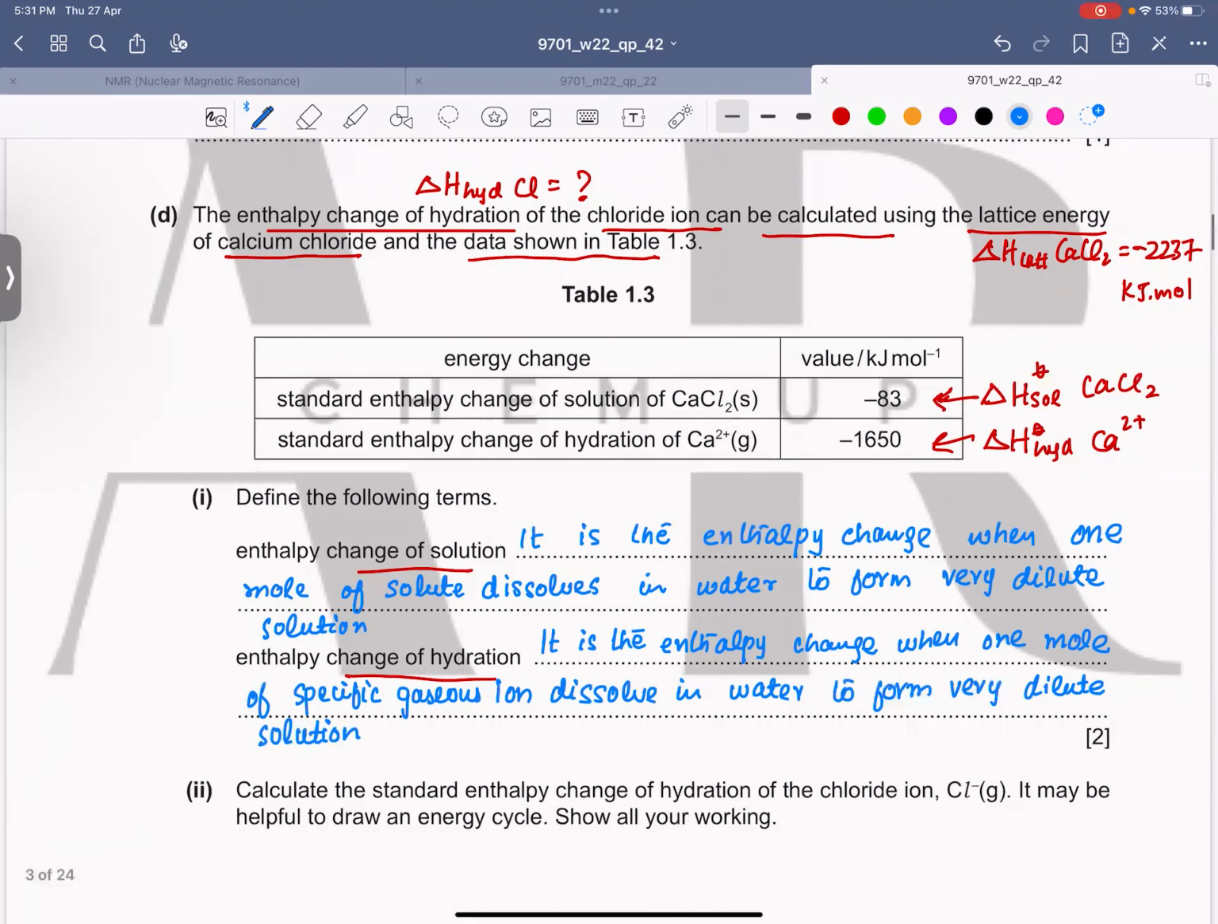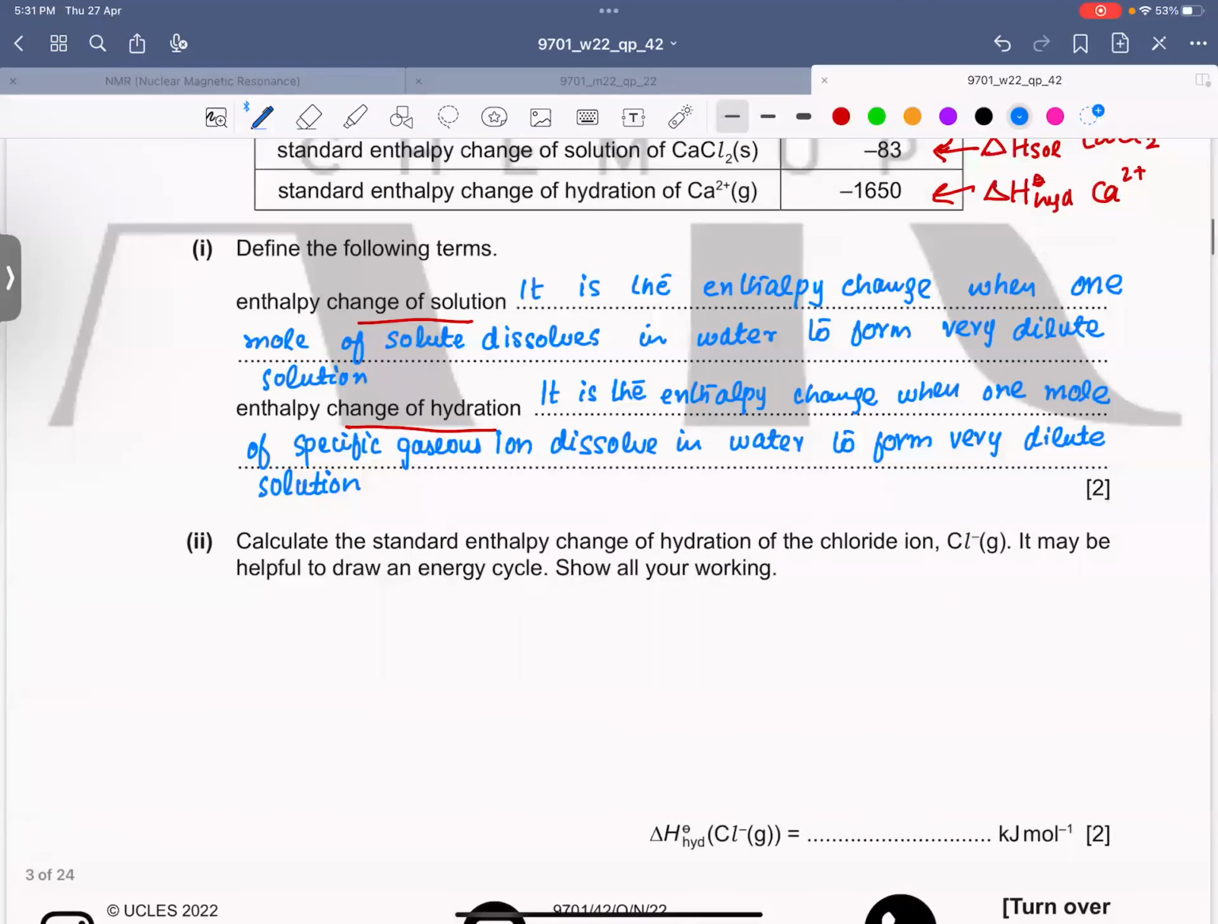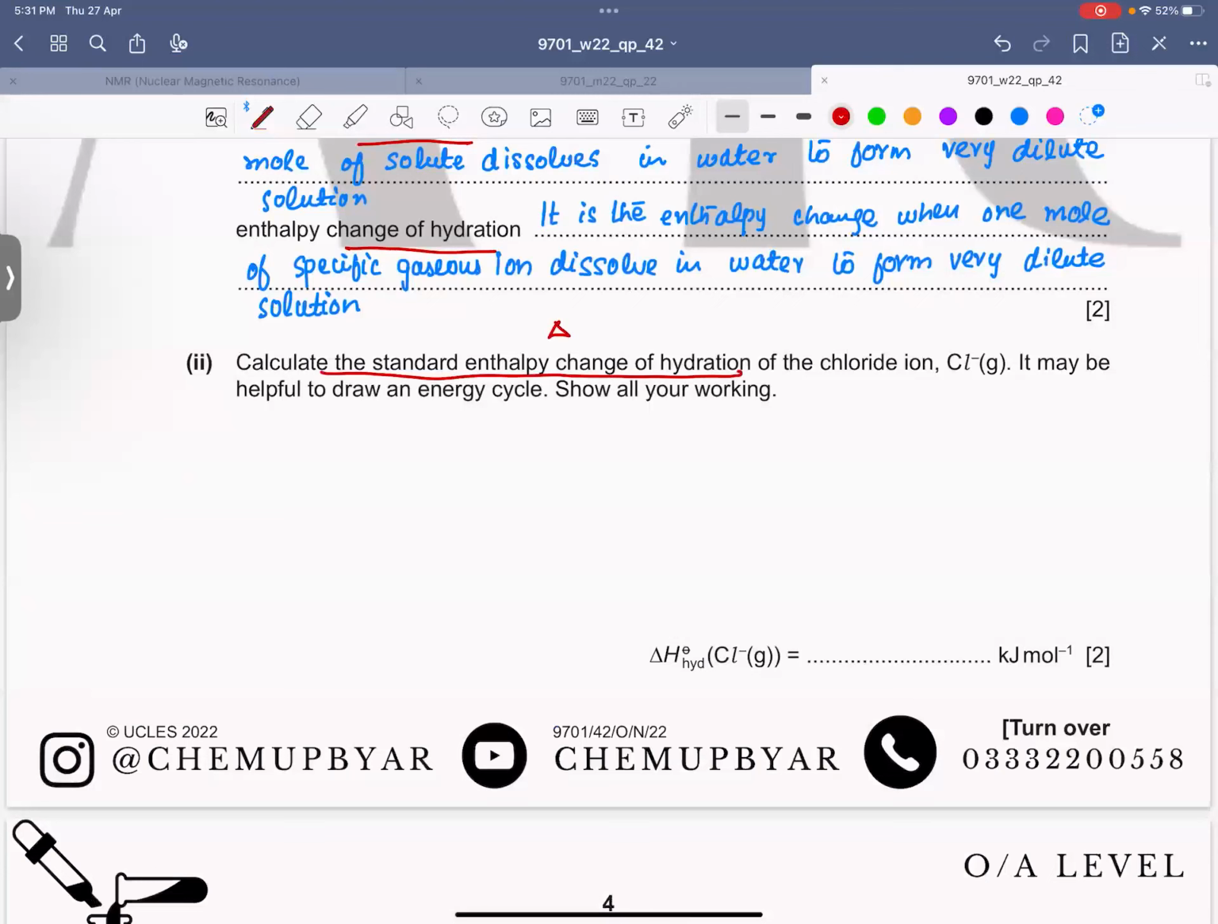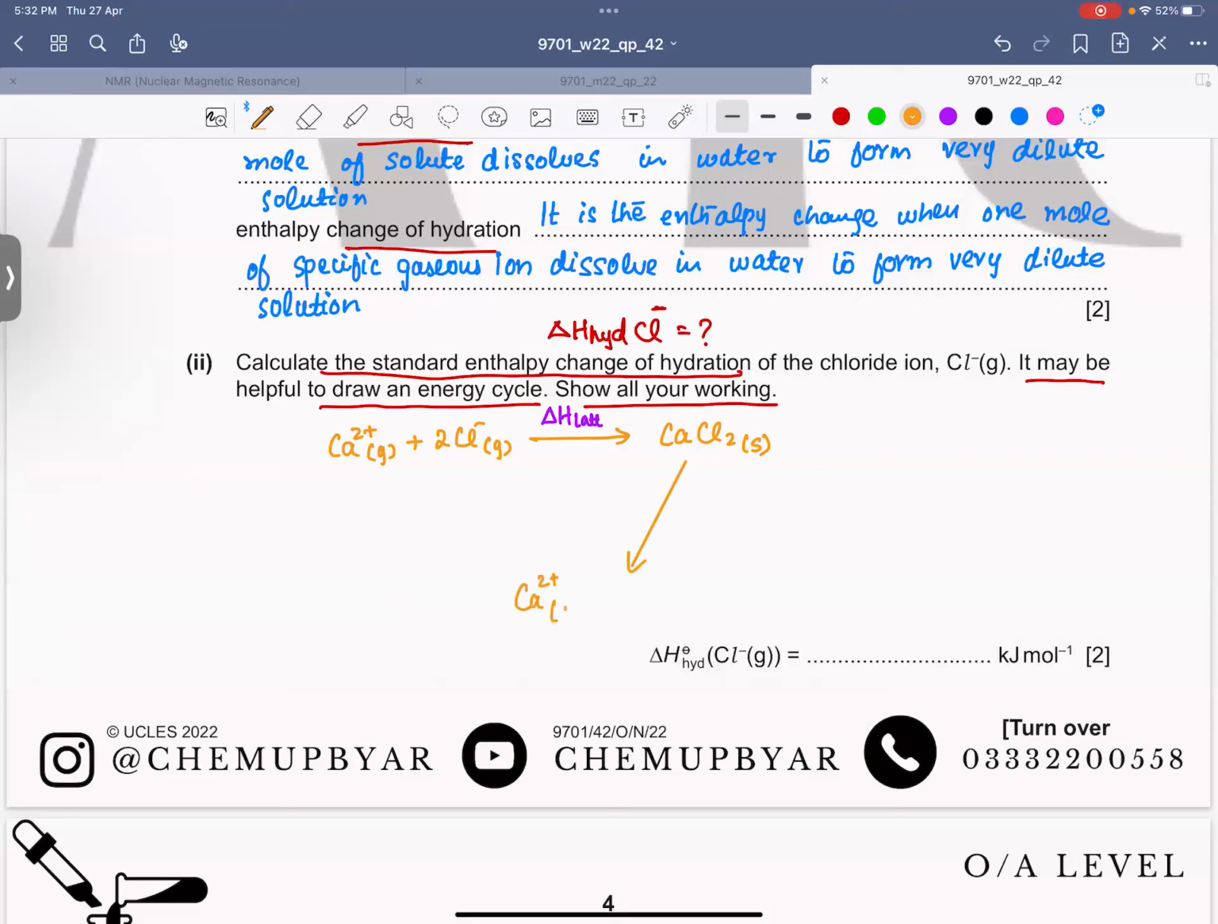Of chloride ion, it may be helpful to draw an energy cycle, show all your working. Okay, so we have to show all the working over here. It's very easy. For example, if I have a calcium gaseous ion and 2 moles of chloride gaseous ions, and in one reaction they turn into 1 mole of calcium chloride solid, then I will call this lattice energy. Then if you dissolve this 1 mole ionic compound in water, we get the aqueous ions.